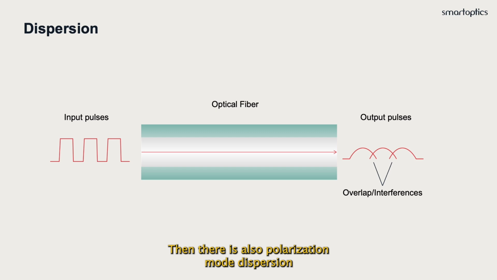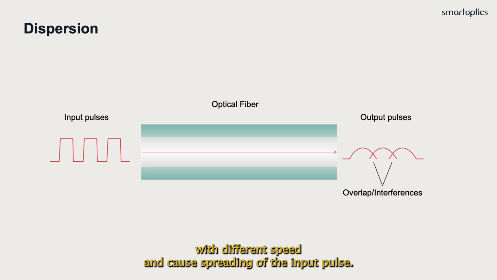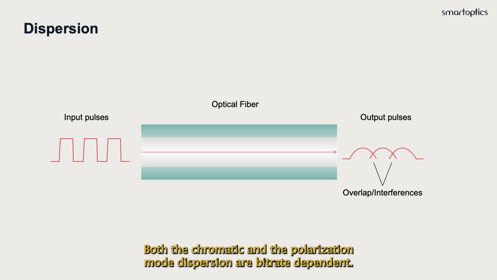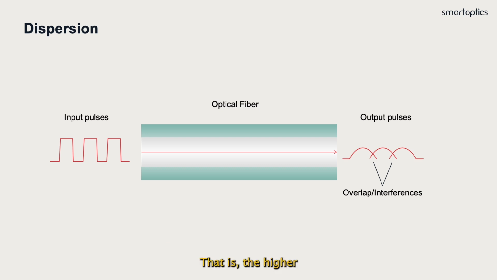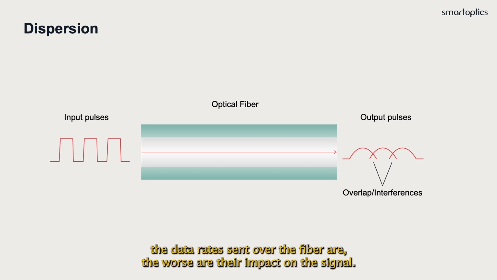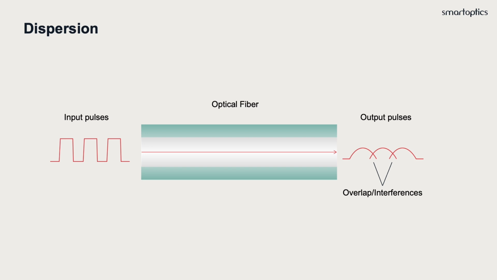Then there is also polarization mode dispersion, where different polarization directions of the signal travel with different speed and cause spreading of the input pulse. Both the chromatic and the polarization mode dispersion are bitrate dependent. That is, the higher the data rates sent over the fiber are, the worse is their impact on the signal.